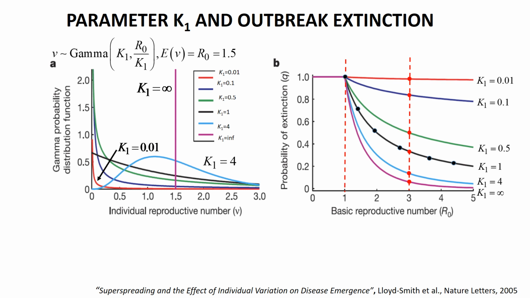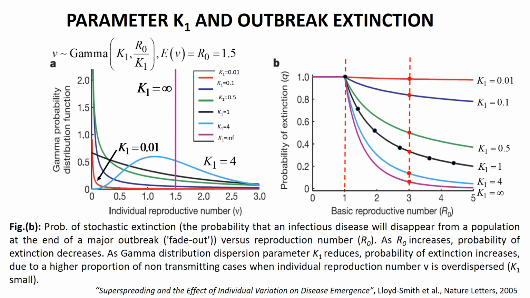Now it looks like the very last red line with that red dot on it has a probability of extinction of 1, but it's not actually 1 for K1 equals 0.01 and R0 equals 3. It's actually slightly less than 1 if you were to look at that very, very accurately.